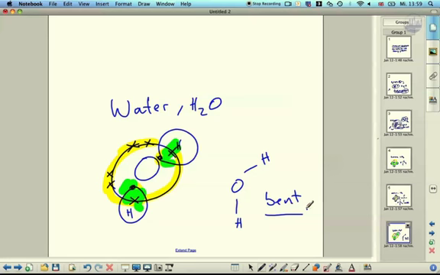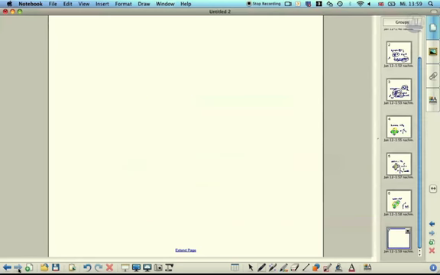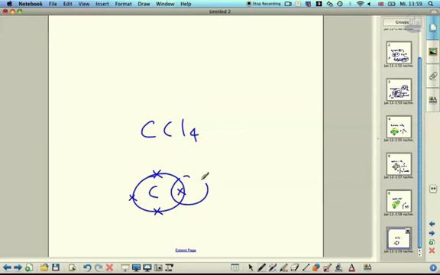So I think that's all for this little part. Oh, why don't we do one more? Yeah, why not? Okay, carbon tetrachloride, CCl4. 1, 2, 3, 4. Carbon is in group 4. Chlorine, 1, 2, 3, 4. Chlorine's in group 7. So, 7 electrons round about for every chlorine.